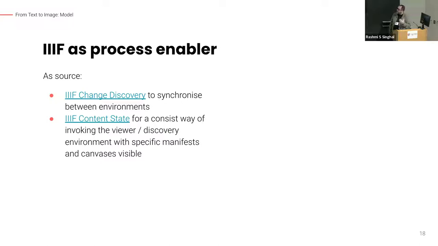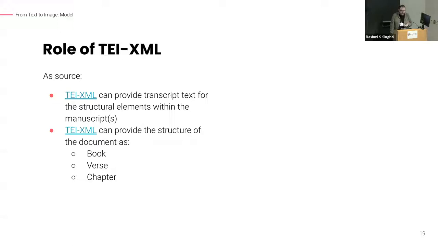And also I want to have a viewer that I can bring up and show this thing beside that thing at the same time. And IIIF content state gives you a really good way of representing that too as a kind of process. So in this case, IIIF is like a key enabler for this process. TEI, on the other hand, can provide us with the transcript text itself, but it can also provide us with the structure of a document.